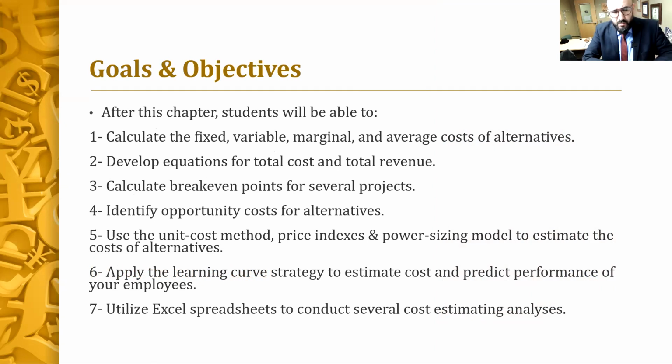Number two, as objectives for this chapter, we will be able to develop equations for total cost and total revenue. Number three, we will be able to calculate the break-even points for similar projects. Number four, identify opportunity costs for alternatives. Number five, use these techniques, and I'm going to list them down for you: unit cost method, price index, power sizing model to estimate the cost of alternatives.